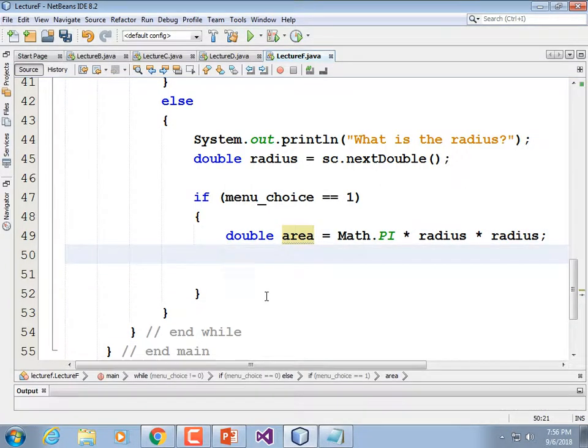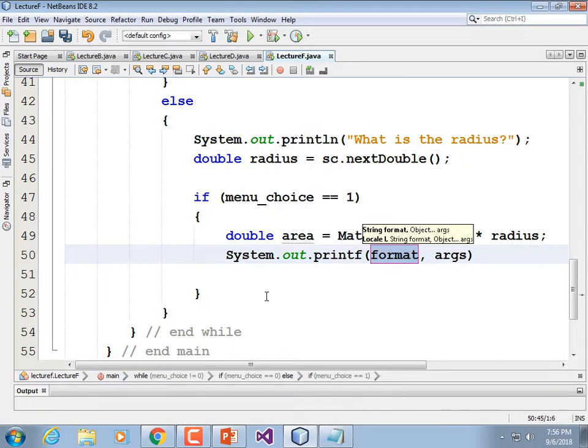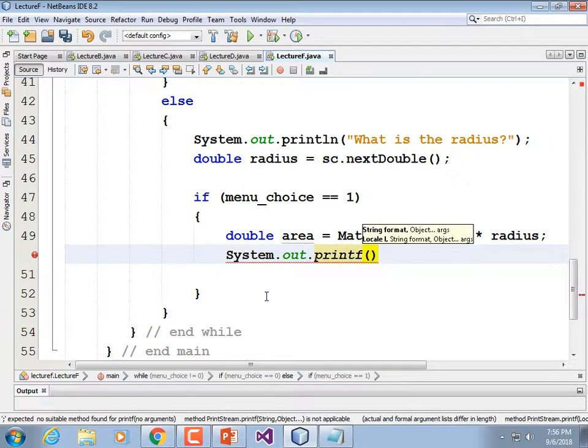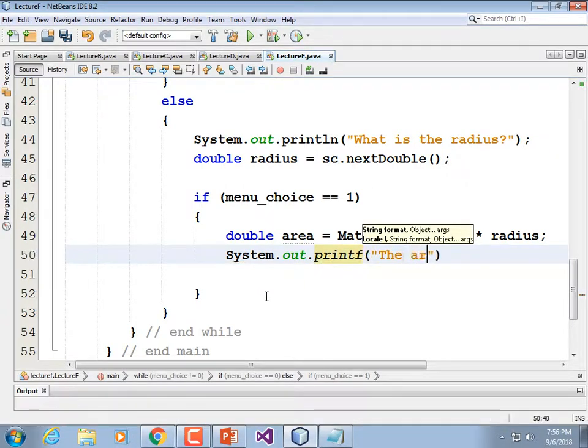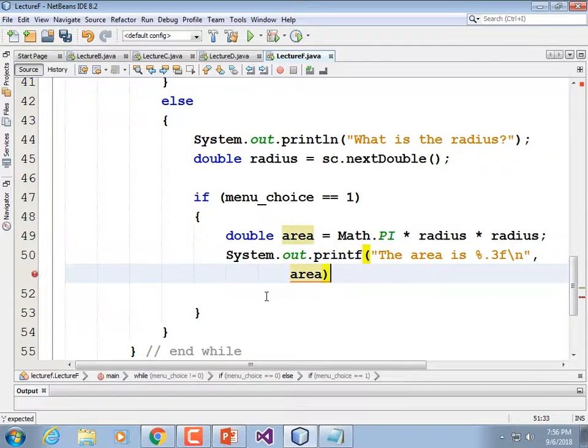Double area, and then let's print out the area. System.out.printf. Let's make it fancy so that we can specify down to two or three decimal places. The area is %.3f, just to have three places after the decimal, backslash n, end quote, comma, area.